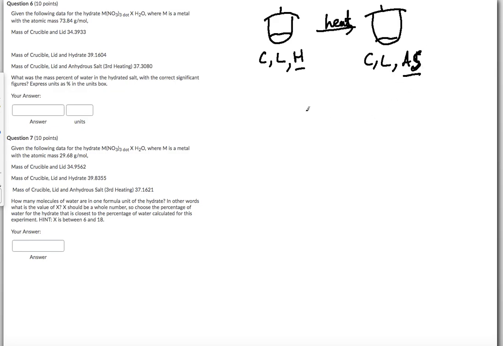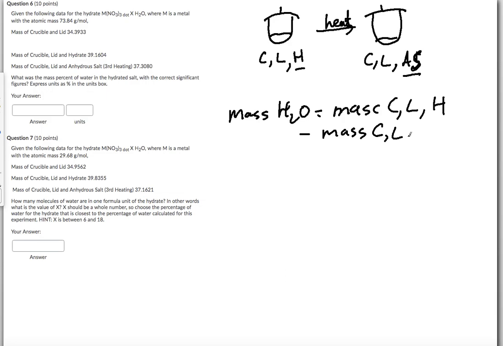So to get the mass of the water, what you would want to do is get the mass of the crucible, lid, and the hydrate, and subtract out the mass of the crucible, the lid, and the anhydrous salt. The difference there is going to be the water. In this case it's going to be 1.8524 grams. This is for number 6.